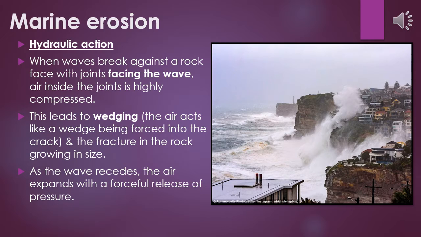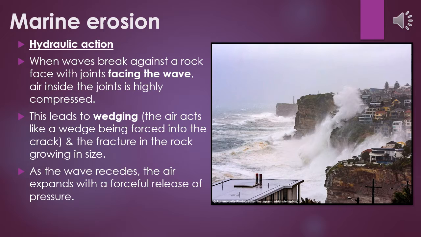Now if you look in the picture, just to the left of where the wave's breaking, you can see the cliff, and you can see it's got horizontal faults all along it. It looks like it's made up of loads of different layers. And what will happen is when the wave hits, air in that gap will be forced inwards in what's called wedging, because the air acts like a wedge being forced into the rock, breaking it apart.